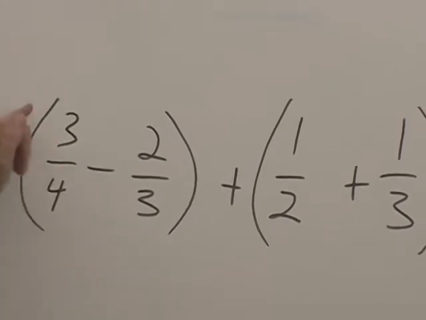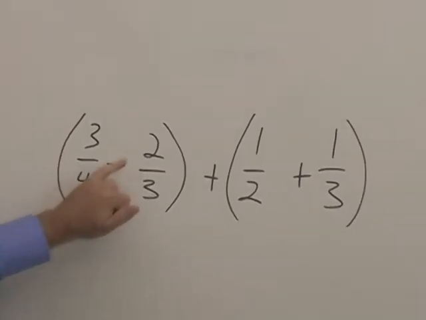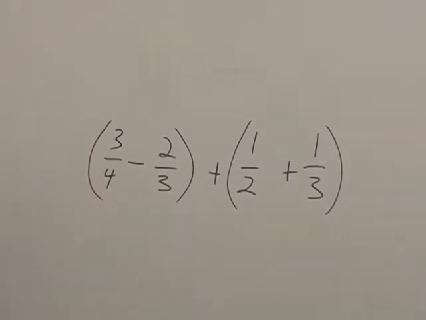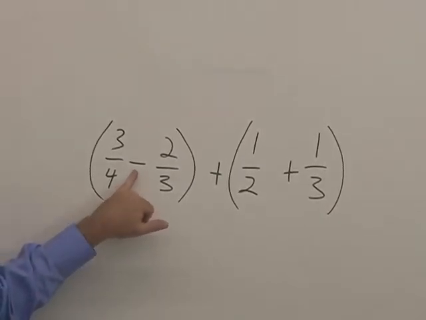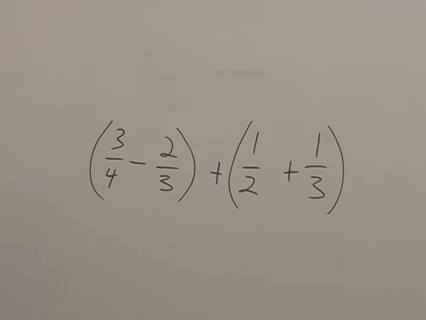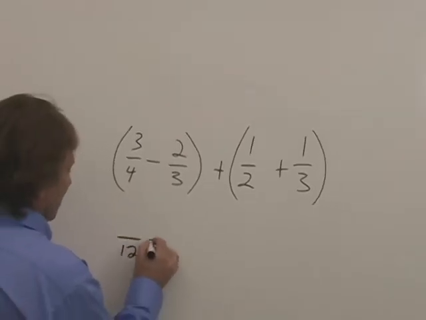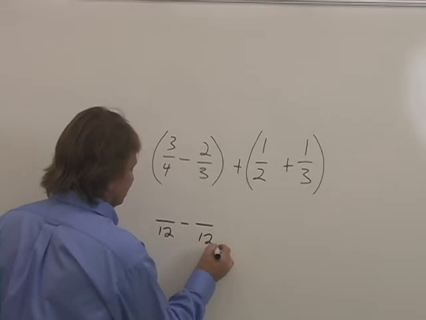I have 3 divided by 4 minus 2 divided by 3. And I need to have a common denominator before I can carry out the subtraction. So a common denominator between 3 and 4 would be 12. So I need to rewrite this problem with a common denominator of 12.